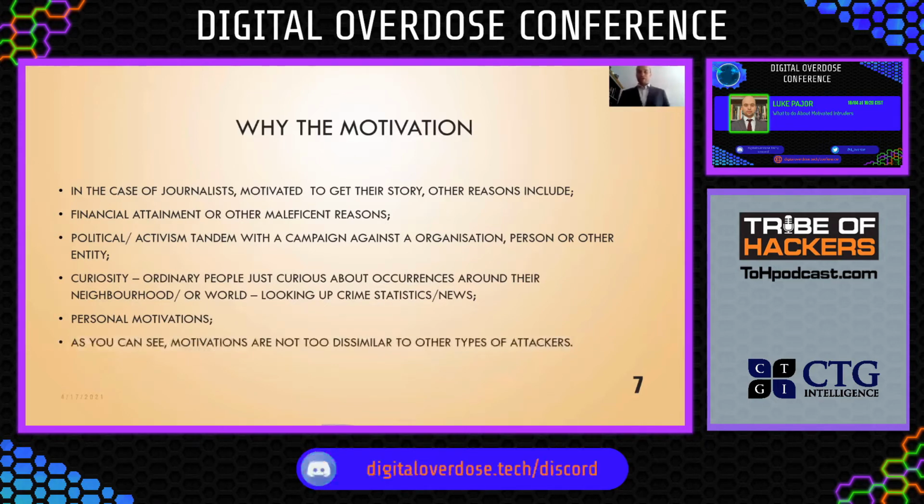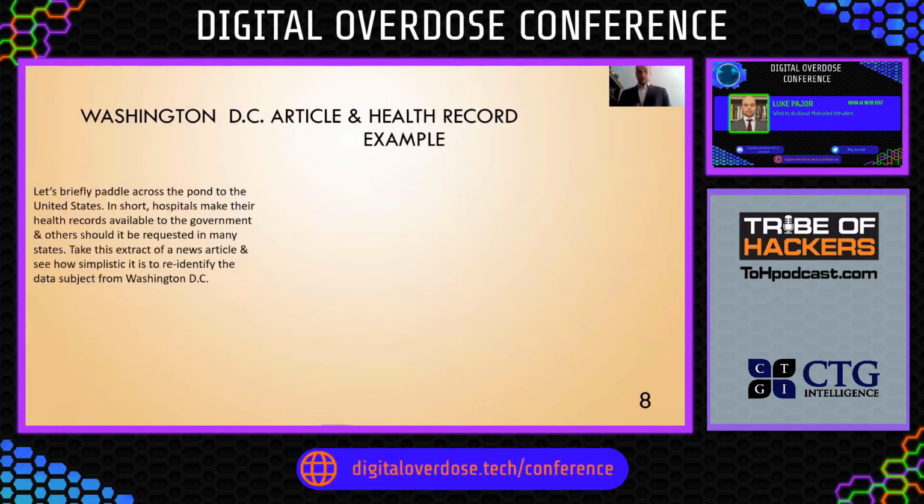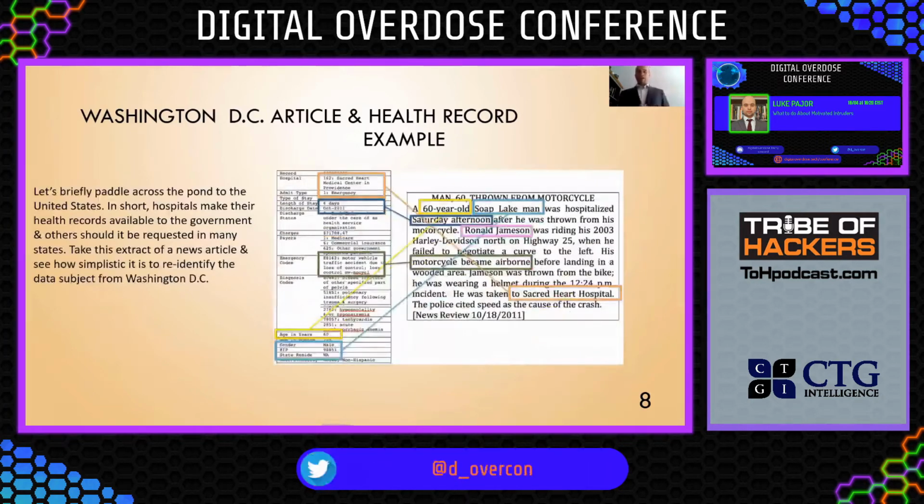So how does this actually work? Or what does de-anonymization look like? Well, let me give you an example here. As you can see, we've got a news article from Washington, D.C., which is accompanied by a Washington, D.C.-based hospital report or record.